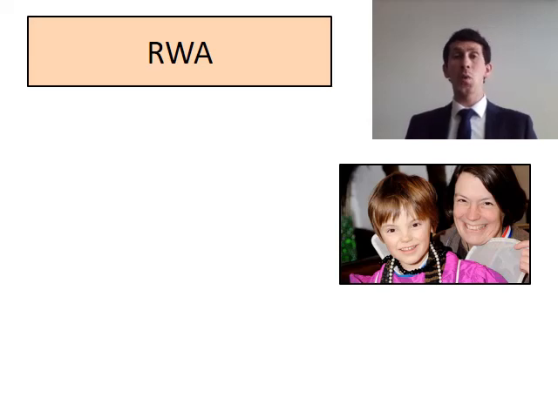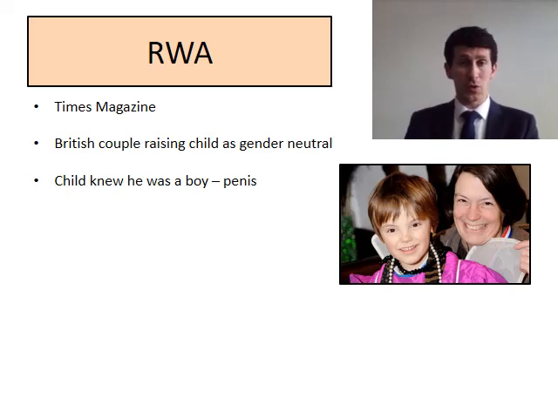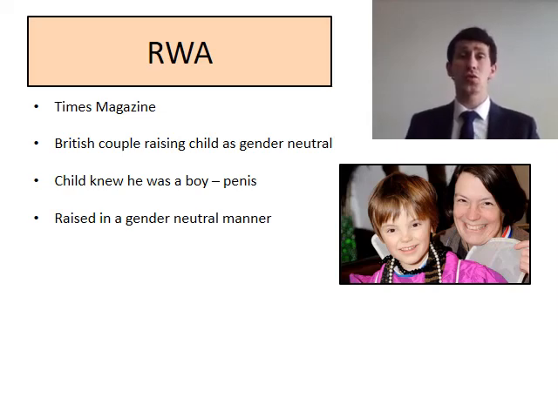So we're going to have a quick look at a real-world application of this particular theory. It was an article first published in Time magazine about a British couple who raised their child as gender neutral. And there's a picture of the child and mother there. So the child always knew he was a boy. He had a penis, so he straight away knew it was clear he was a boy. But he was raised in a gender neutral manner. So the parents didn't treat him as a boy by giving him trucks and climbing trees, or treat him just as a girl, giving dolls. They raised him gender neutral.